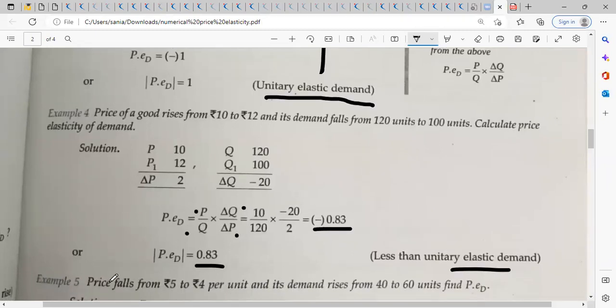Okay, so this one you will do, example number 5. Last question. Then I will leave you. Okay, Disha.